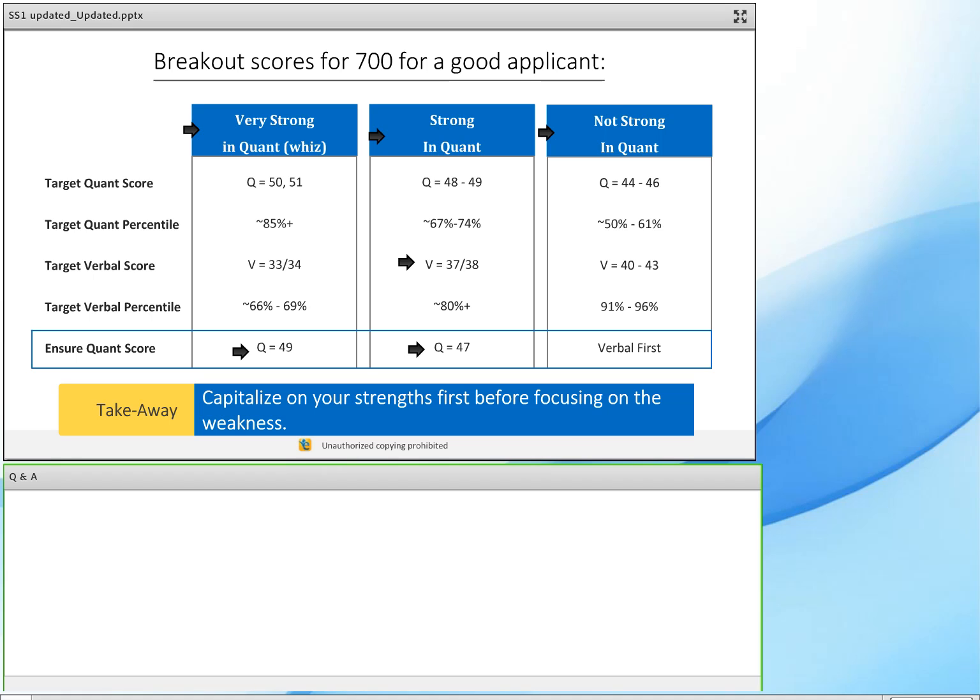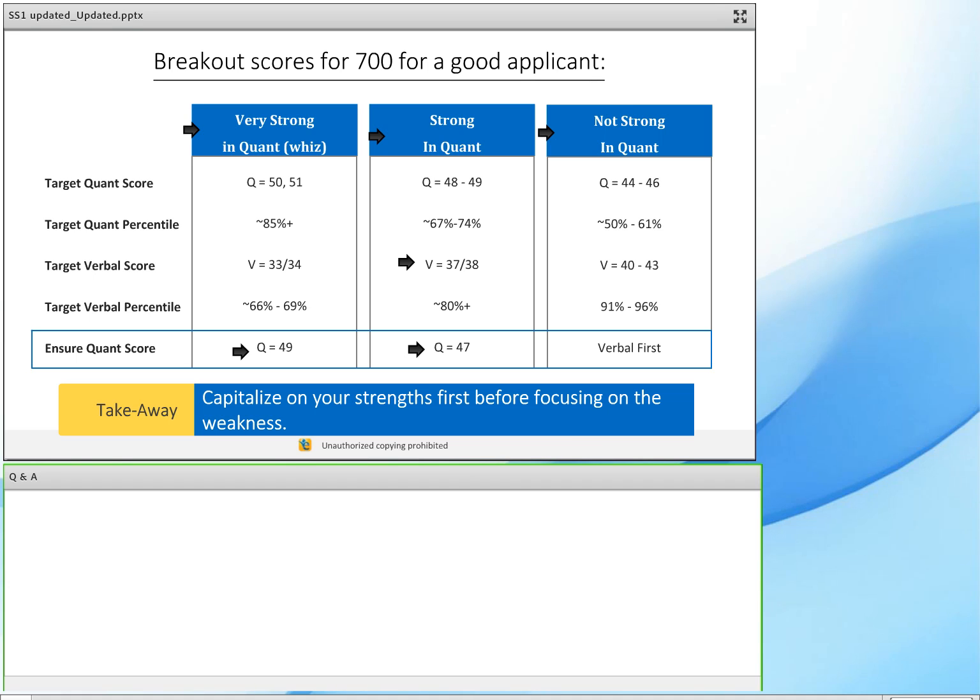If you're someone who's not strong in quant, make verbal your strength. For those folks who are not strong in quant, improving on verbal is a lot more efficient than improving on quant, just because of how confined the syllabus on the verbal side of things is. But again, what you see as a principle that's taken over here is that you need to capitalize on your strengths first before focusing on your weakness.